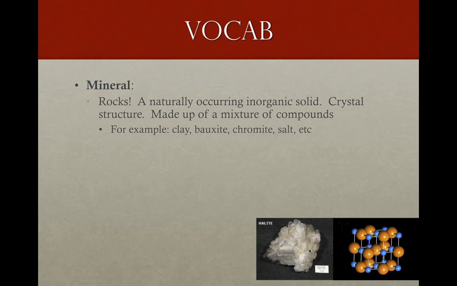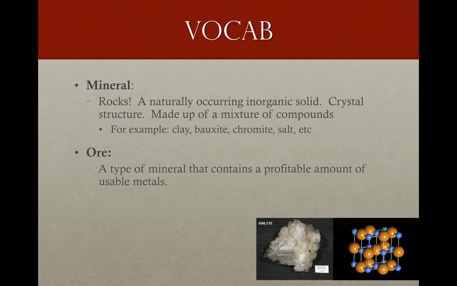So a mineral by itself might not be valuable, but it might have some valuable stuff in it. For example, clay, bauxite, chromite, and salt. Those are all different minerals that could have valuable things inside them that we'd like to mine to extract their minerals, or to extract the more valuable metals.